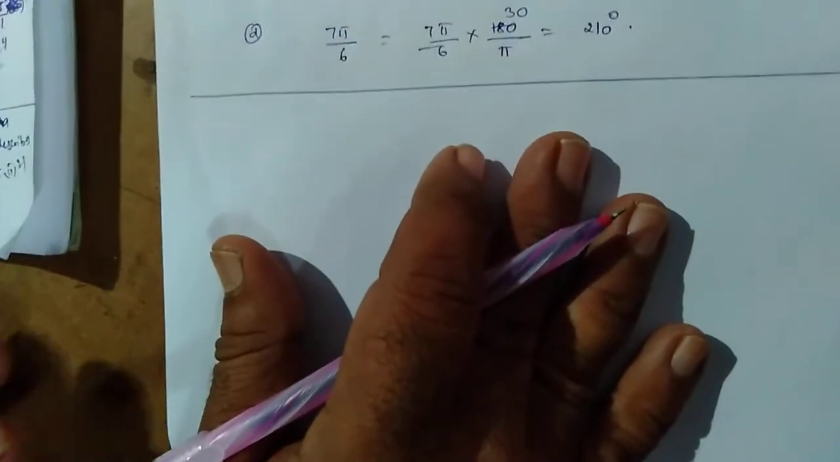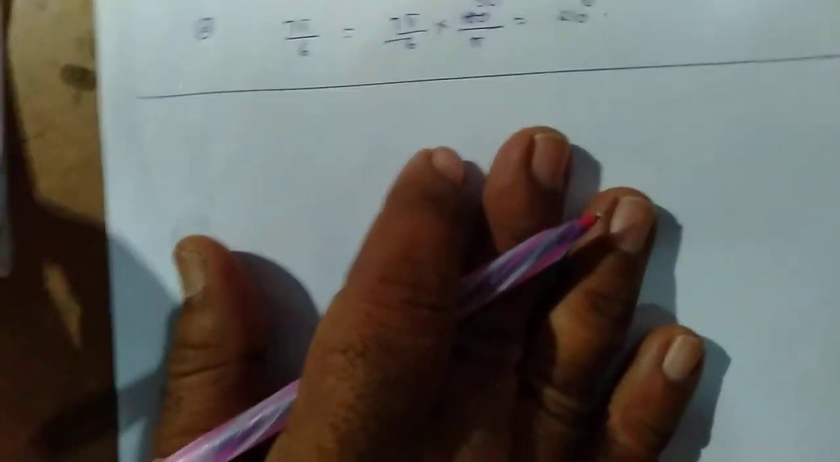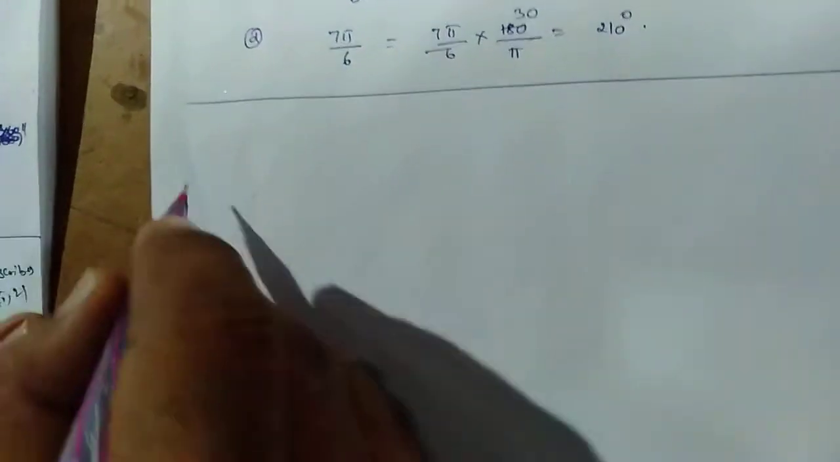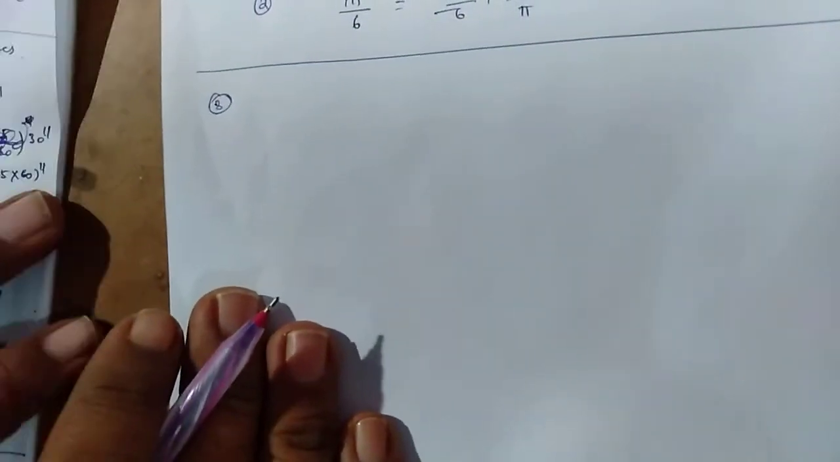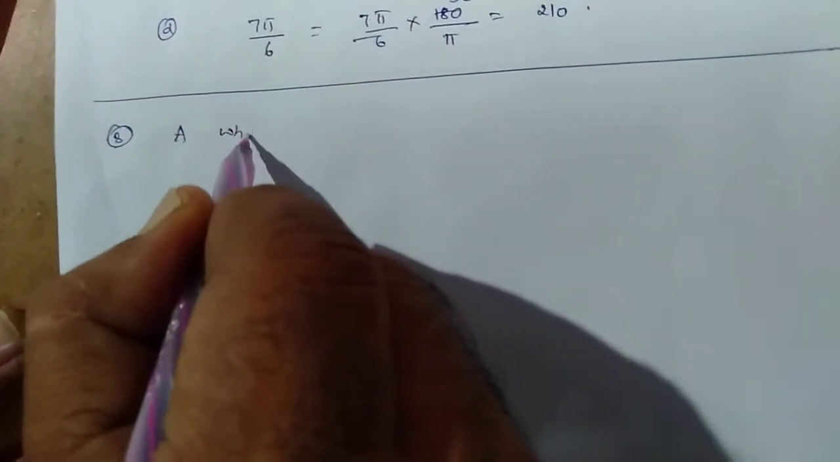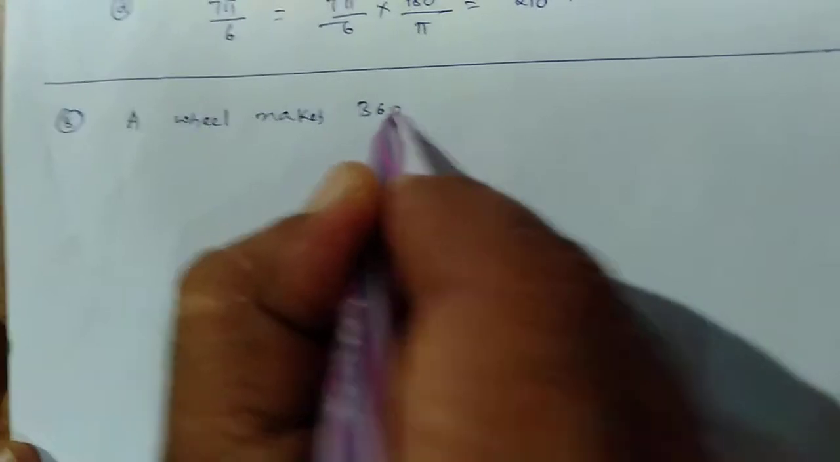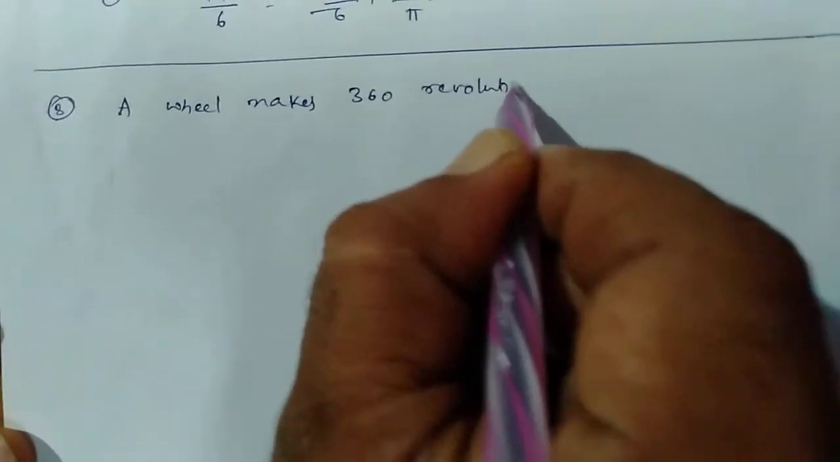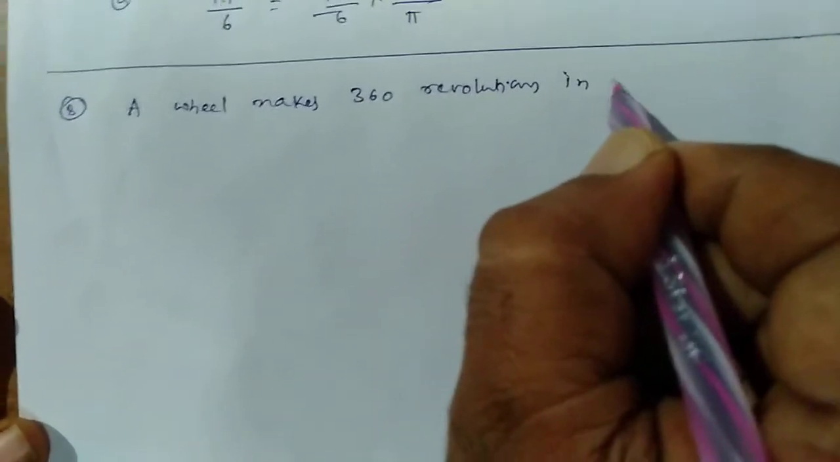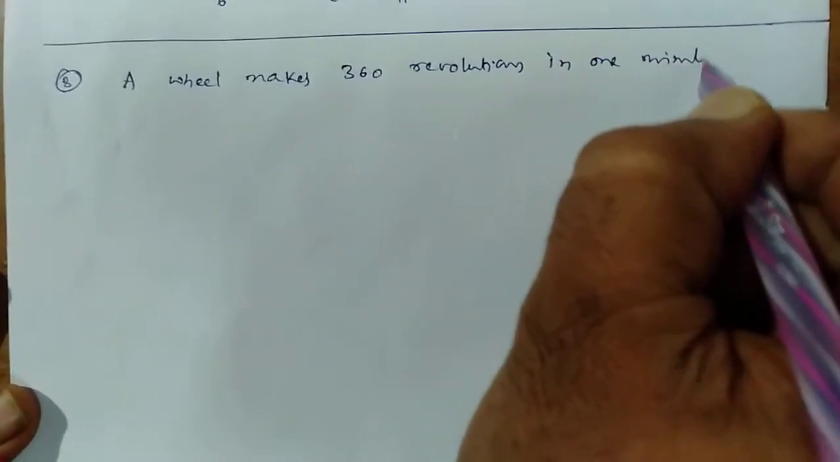Next, I'm coming to the next problem. Problem number 3. A wheel makes 360 revolutions in 1 minute.